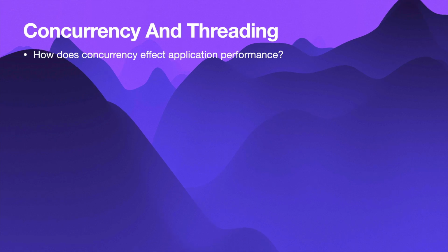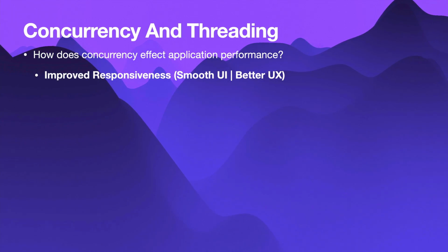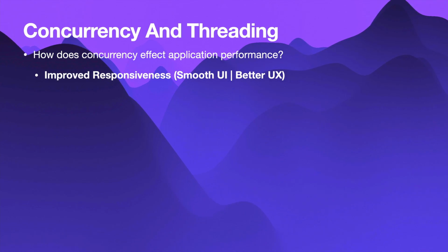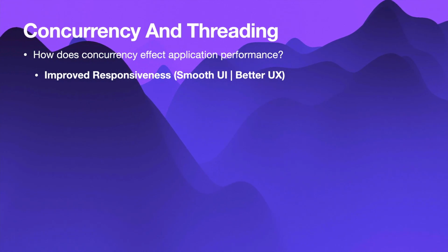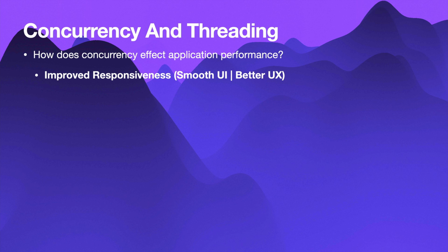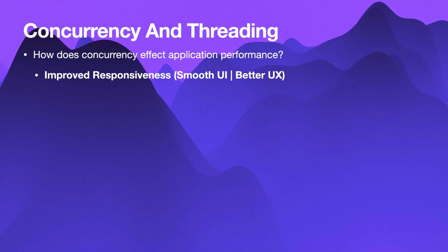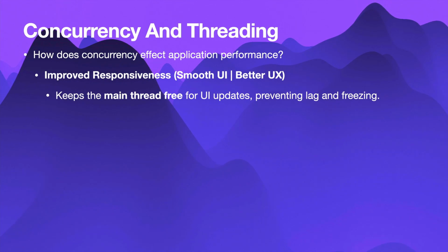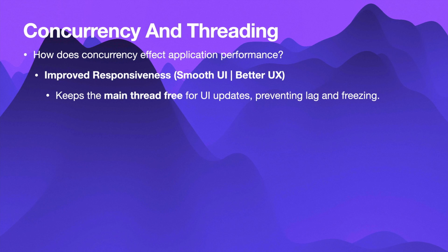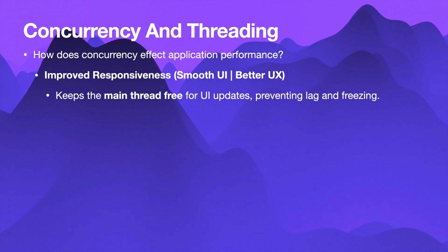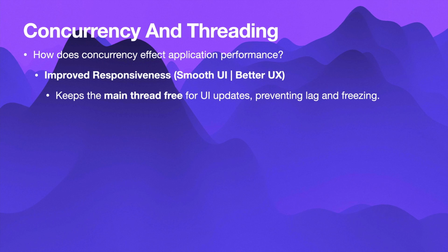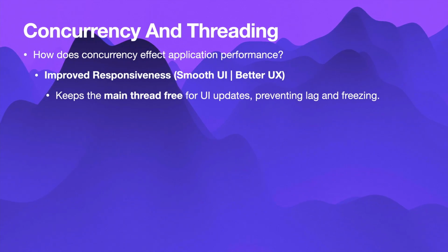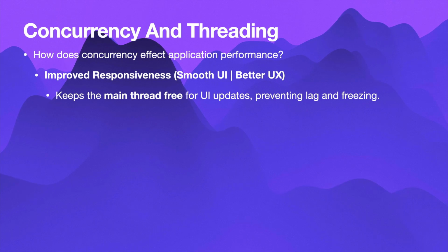So one of the biggest benefits we get with concurrency is improved responsiveness. So we get a smoother UI and an overall better user experience. So here is where you could start to show off some of your knowledge of threading, right? So we notice that with concurrency, we can keep the main thread free for UI updates, preventing lag and freezing. So if your application, for example, has some large scrollable list of data, you want the scrolling in that to be smooth. You want transitions between screens to be smooth.